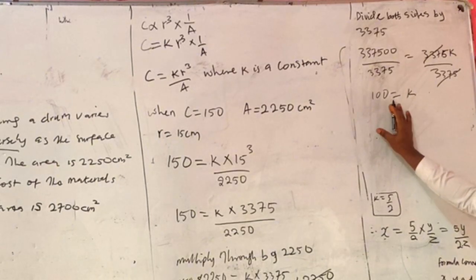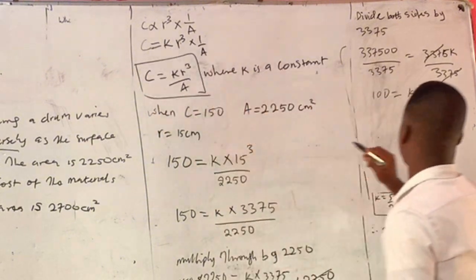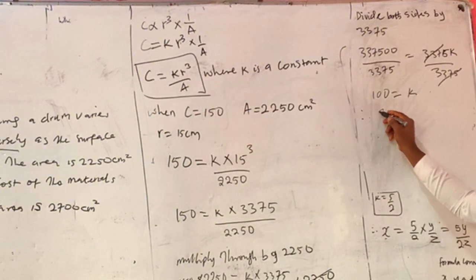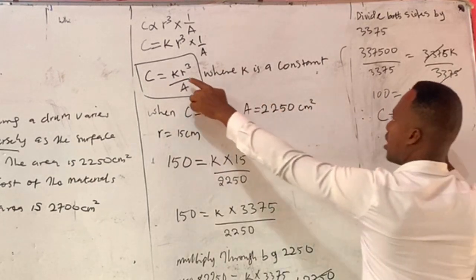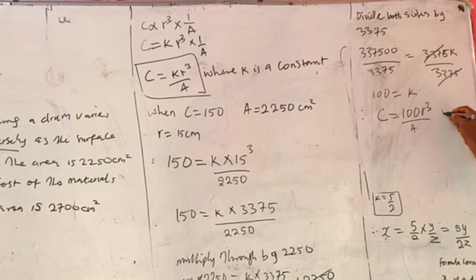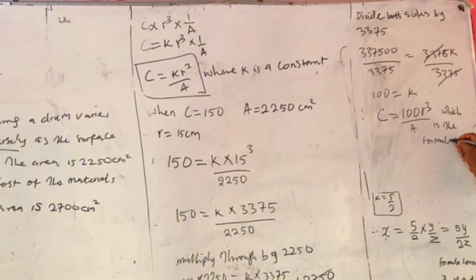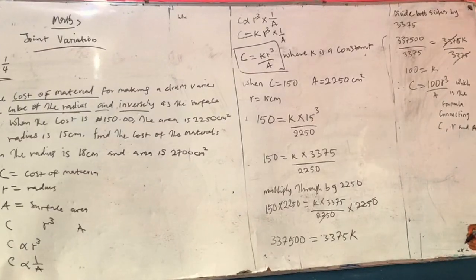So what do we do now that we've gotten the value of K? We're now going to bring back that value into that first equation we got. So therefore, C now will be equal to the value of K, which is 100, and then R cubed all over A, which is the formula connecting C, R, and A.